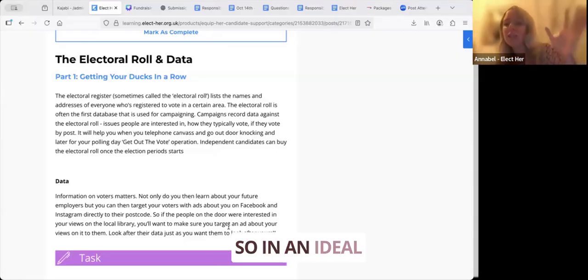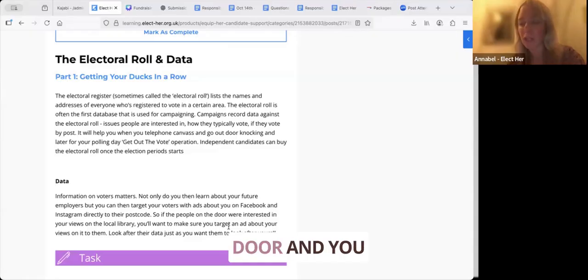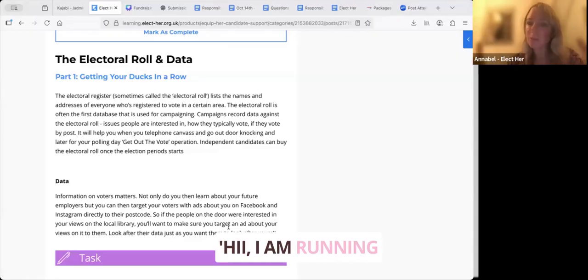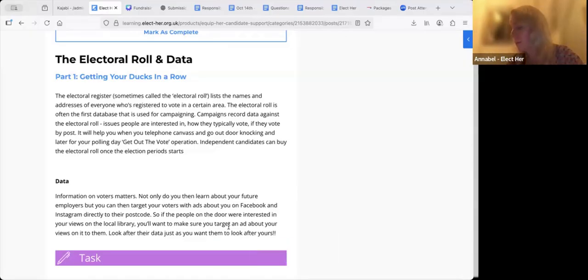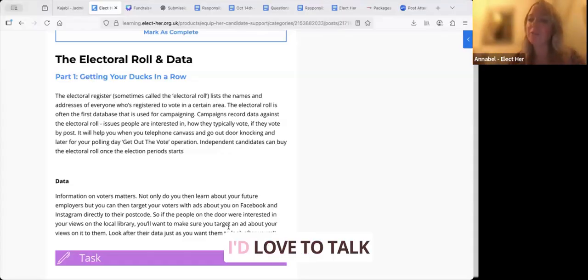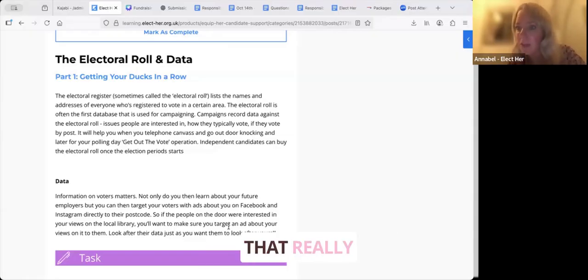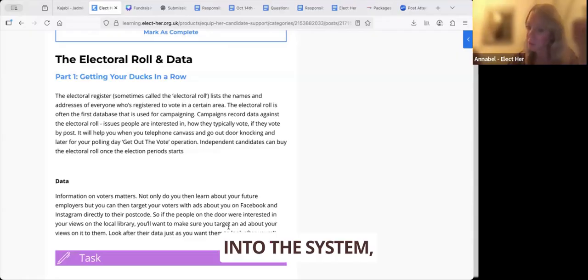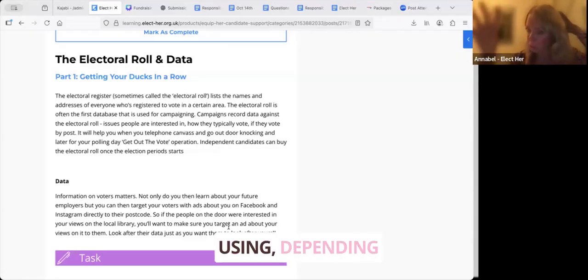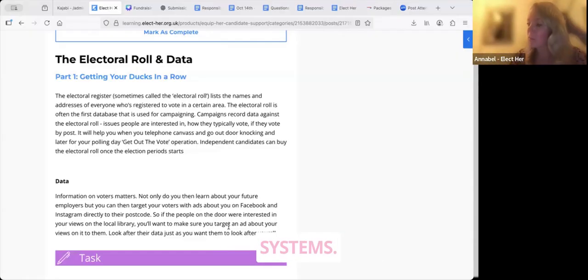So in an ideal world, you will have come to a door and you would have said, "Hi, I am running to be your local councillor. I'm running to be your local Senedd MS. I'd love to talk to you about what you care about." Conversation occurs. You've noted down all the information. You've understood that they really care about education and that that really matters to them. You walk away from that door. That information then goes into your Google spreadsheet if you're an independent, or into the database that you're using, depending on which party. They all use different systems.